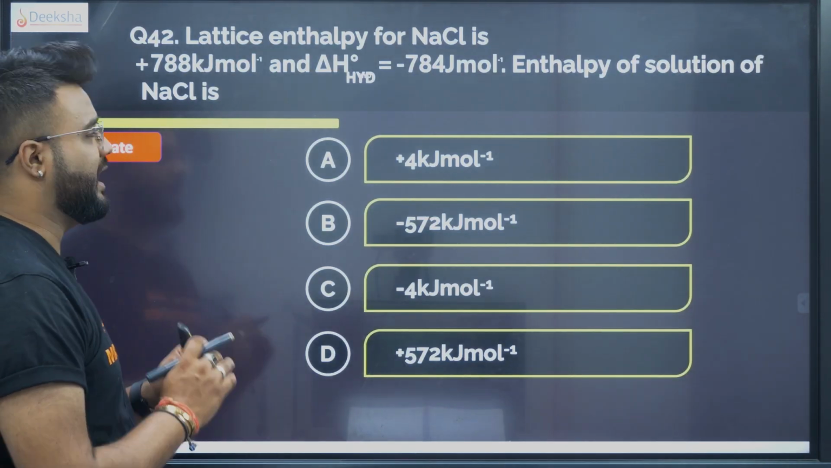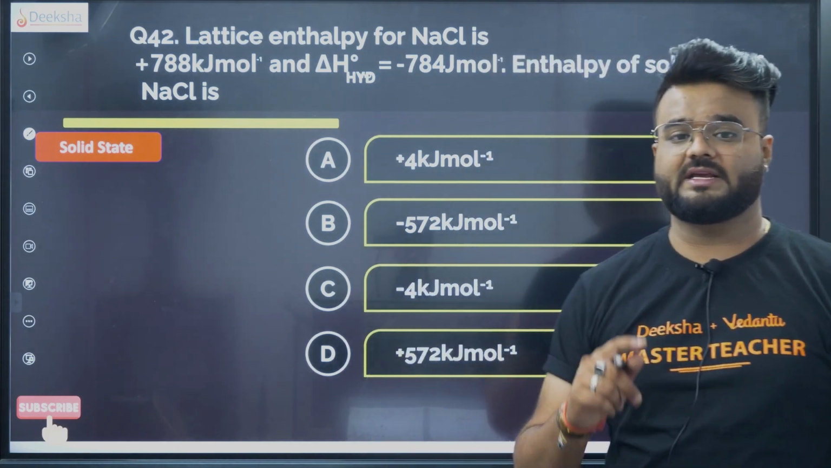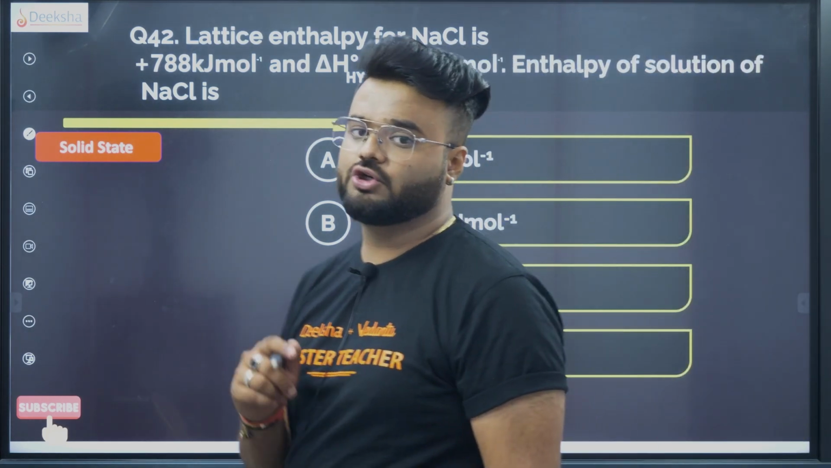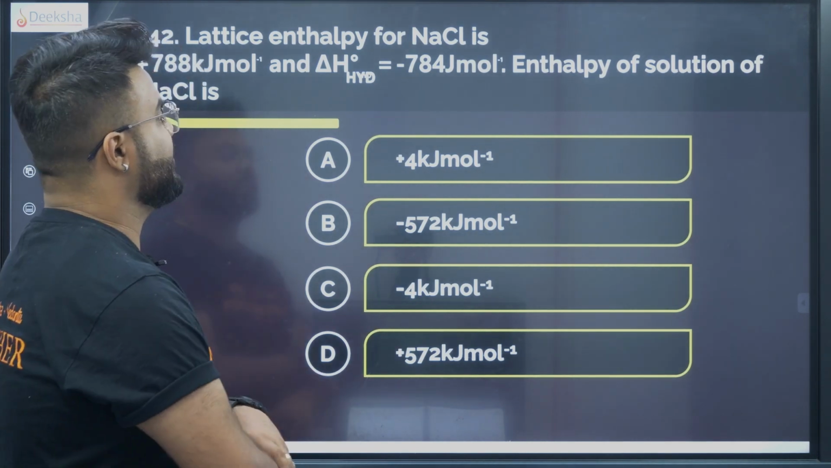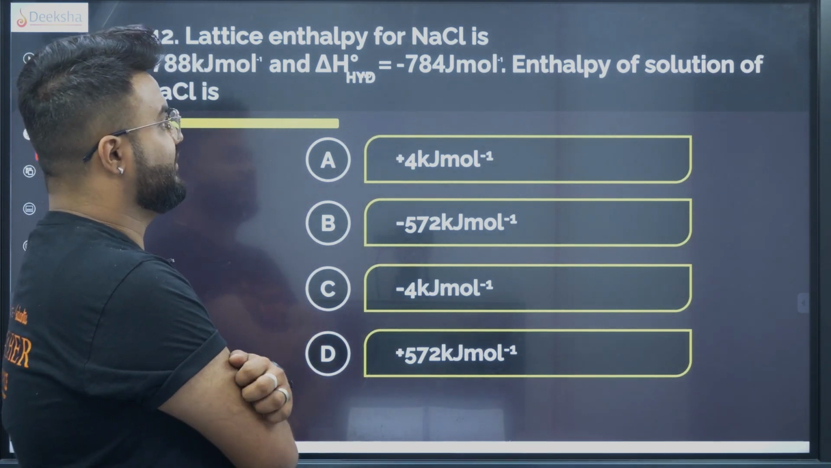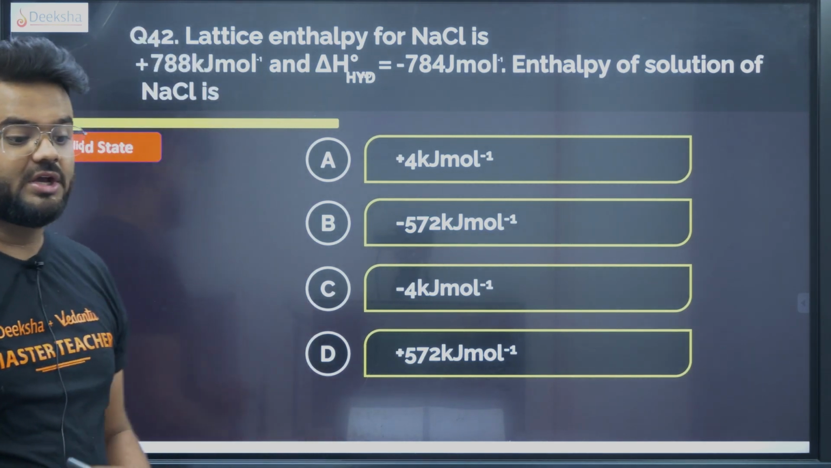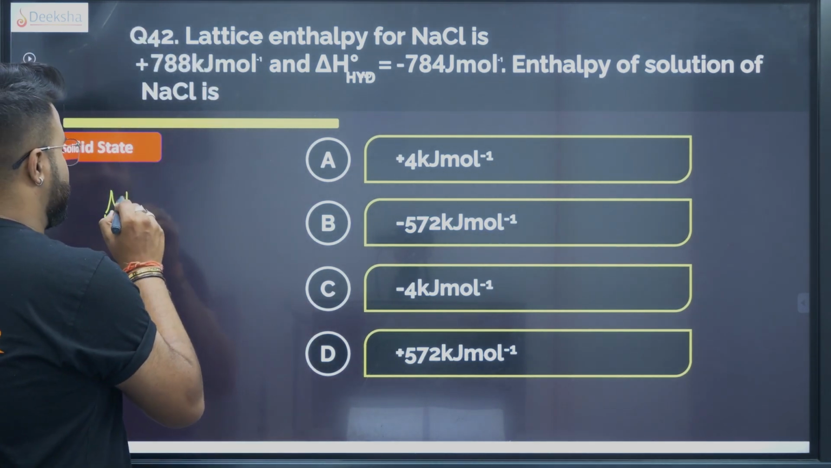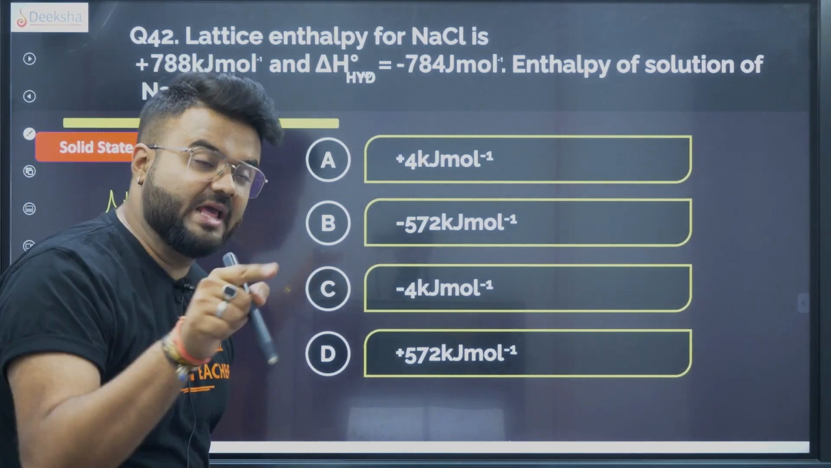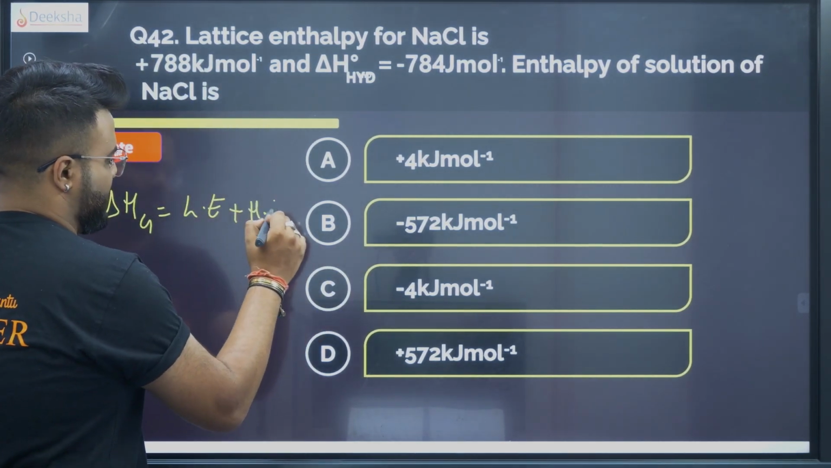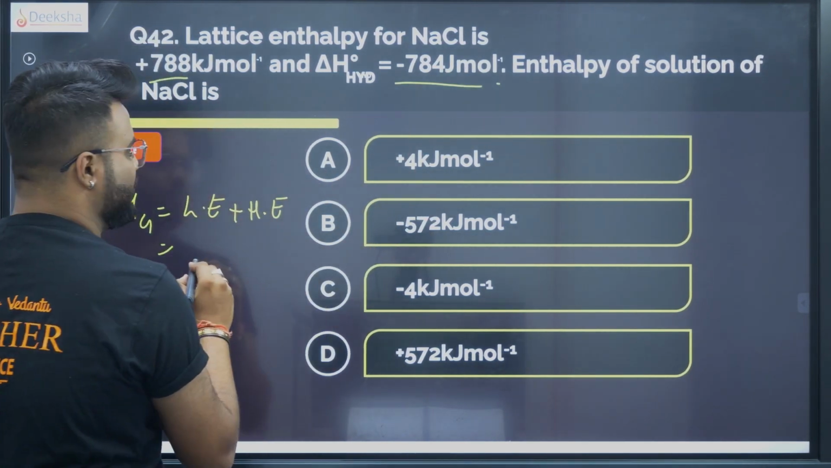Now coming back to question number 42, the lattice enthalpy for sodium chloride is plus 788 kilojoules per mole, and the hydration enthalpy is minus 784 kilojoules per mole. The enthalpy of solution of NaCl, we know there is a formula, is lattice energy plus hydration energy. When I add these, what will be the correct answer?